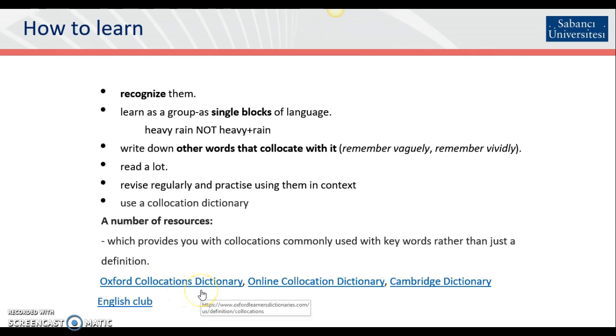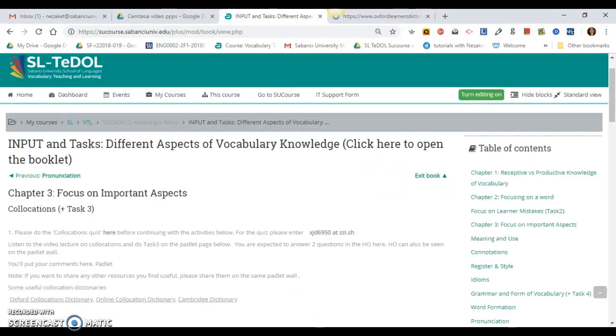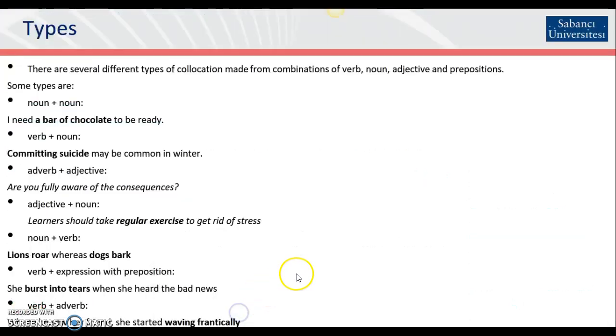Next slide shows the types of collocations. It's a very brief introduction to collocations. Okay, I'll come back to my presentation. Yes, we were going to continue with different types of collocations. Here you can see noun phrases or verb-noun phrases, adverb adjectives, adjective nouns, noun verbs, verb plus expression with preposition, or verb plus adverbs.